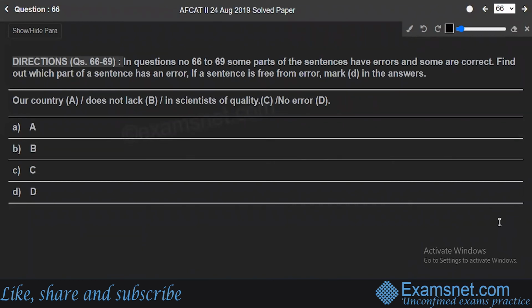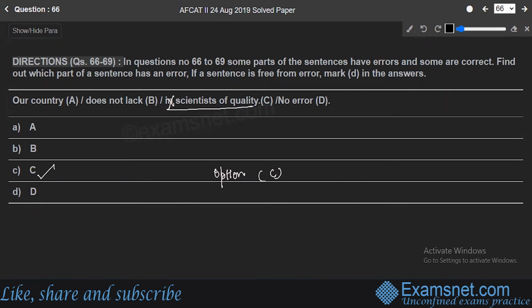Let's read the statement. Our country does not lack in scientists of quality. A is saying that the error is in this part, B if the error is in this part, C if the error is in this part, and D if there is no error. Let's read it once again. Our country does not lack in scientists of quality. The word "in" should not be there. So this is the part which has an error. That means C is the part with the error. Option C. Let's read it now without the error: Our country does not lack scientists of quality. Now, this seems pretty good.